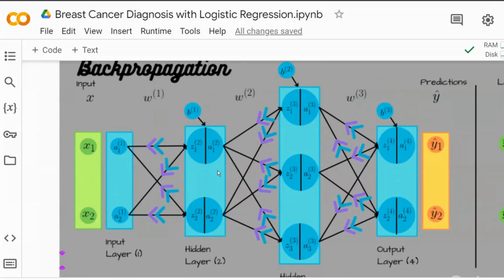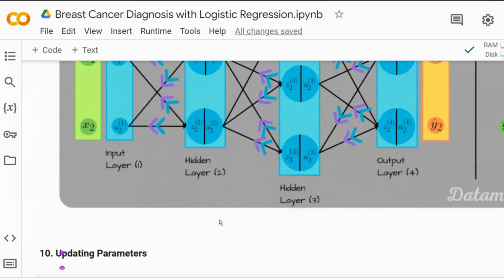Exactly. It's a continuous process of trial and error, refinement and improvement. And the beauty of it all is that it happens automatically without us having to manually adjust anything. That's amazing. So the model is iteratively learning, kind of like practicing a skill over and over until it becomes more proficient.